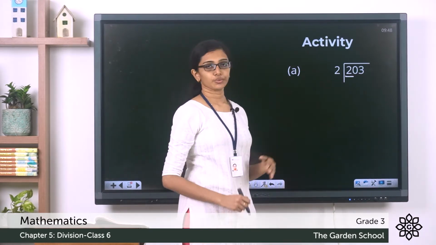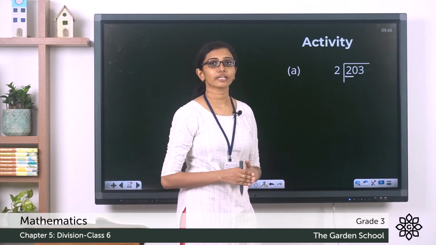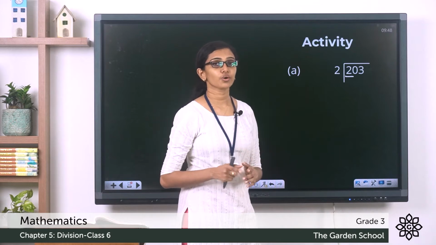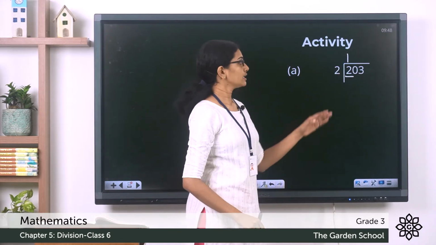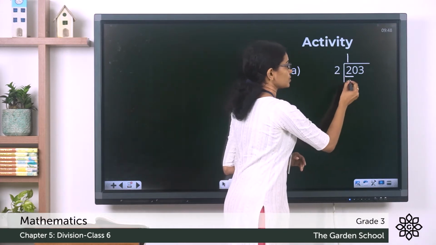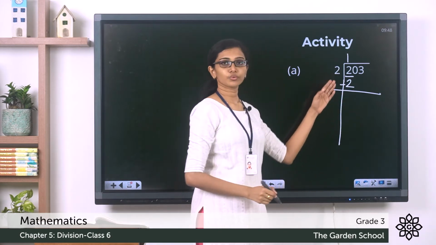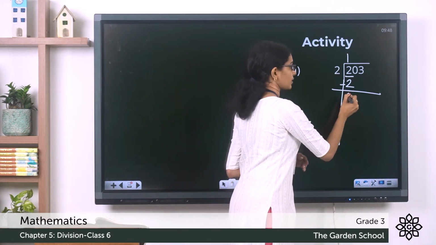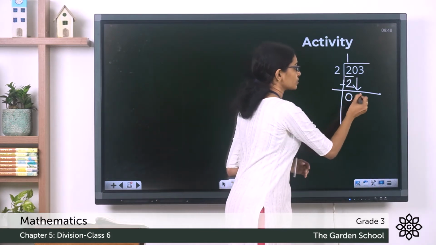2 divided by 2. What is 2 divided by 2? Any number divided by that number itself gives you what as the quotient? 1. So 2 divided by 2 is equal to 1. 1 into 2 is equal to 2. Now let's subtract 2 minus 2, that is equal to 0. Now let's bring down the next digit and that is equal to 0.